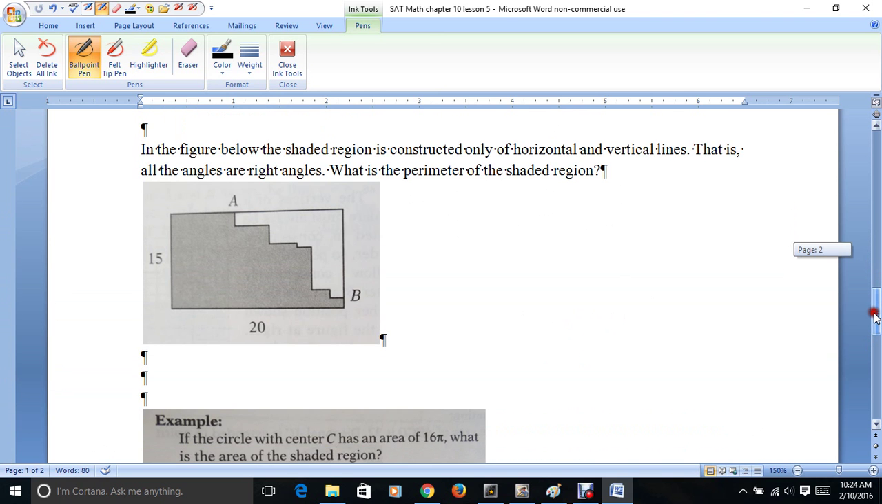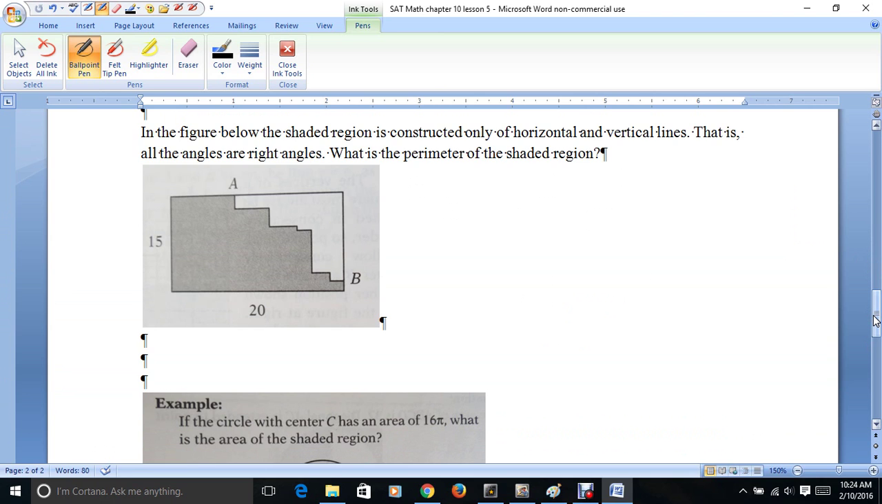Okay. In the figure below, the shaded region is constructed only of horizontal and vertical lines. That is, all the angles are right angles. What is the perimeter of the shaded region? So this is kind of like the one we did before, where you've got all these little pieces and you don't have to know what they are. So we're just trying to find the perimeter of the shaded part.